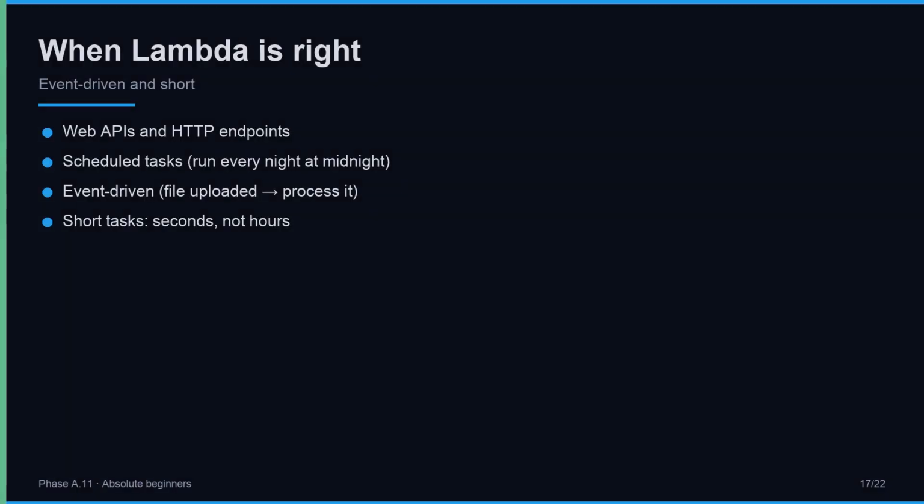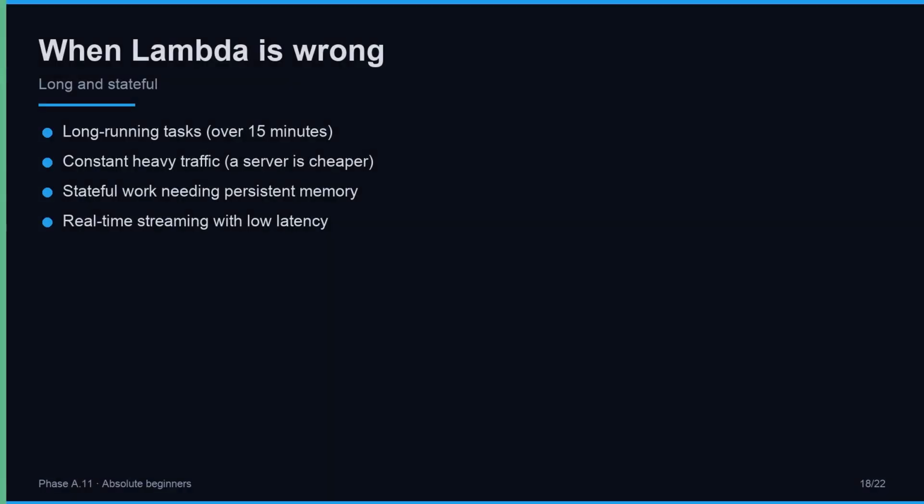When is Lambda the right choice? It shines for event-driven work, code that runs in response to something happening. A web request arrives, so run the function. A file is uploaded, so process it. A timer fires at midnight, so run a nightly cleanup. Lambda is perfect for short tasks that finish in seconds. If your workload is sporadic, sometimes busy, sometimes idle, Lambda is ideal because you pay nothing during the idle moments. Most beginner cloud projects fit this shape, which is why we start here. Short and event-driven.